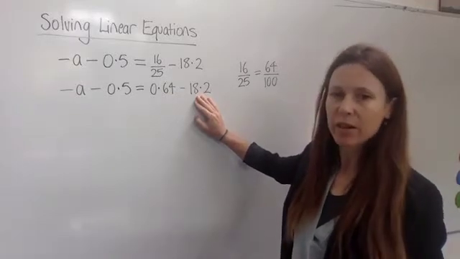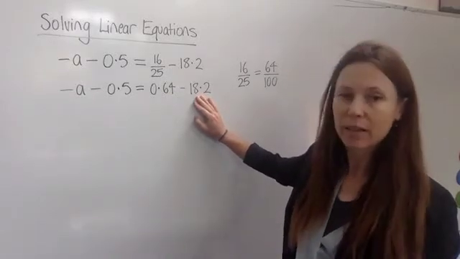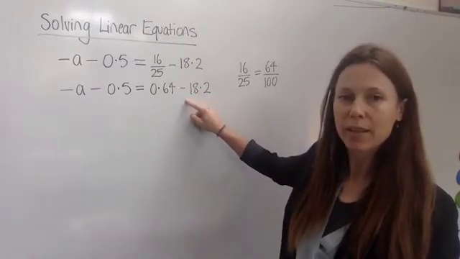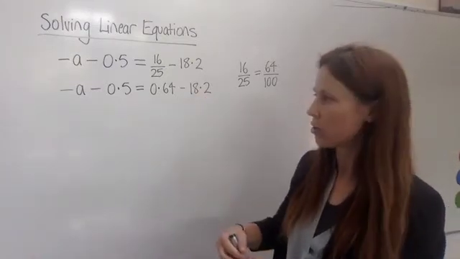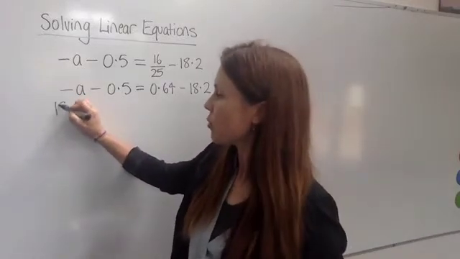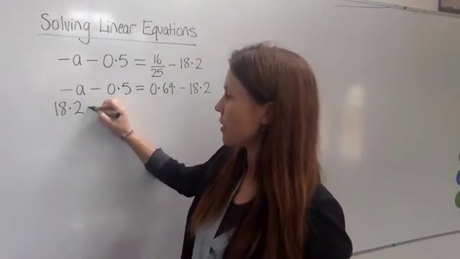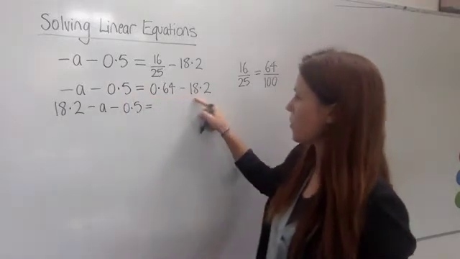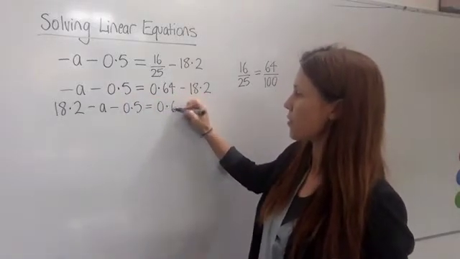So I'm thinking of rearranging this a little bit to help me get started. The first thing I'm going to do is add 18.2 to both sides. That'll disappear this minus 18.2. So if I add 18.2 to this side, it'll just appear. I'll still have everything else that was over there. And on this side, I won't have it anymore. I'll just have my 0.64.